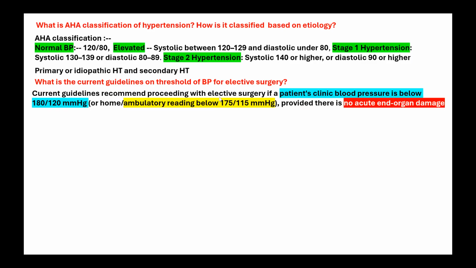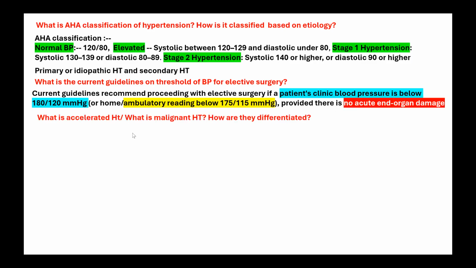Current guidelines recommend proceeding with elective surgery if the patient's clinic blood pressure is below 180/120 or ambulatory or home BP is below 175 and 115, provided there is no acute end organ damage like a recent stroke or retinopathy or renal impairment. If there is no evident end organ damage, even if the BP is high, elective procedures need not be cancelled.